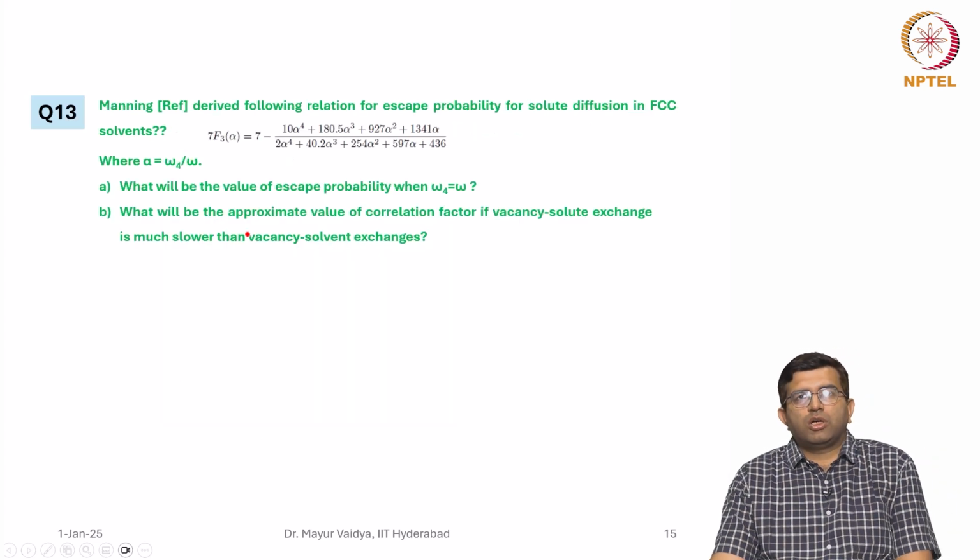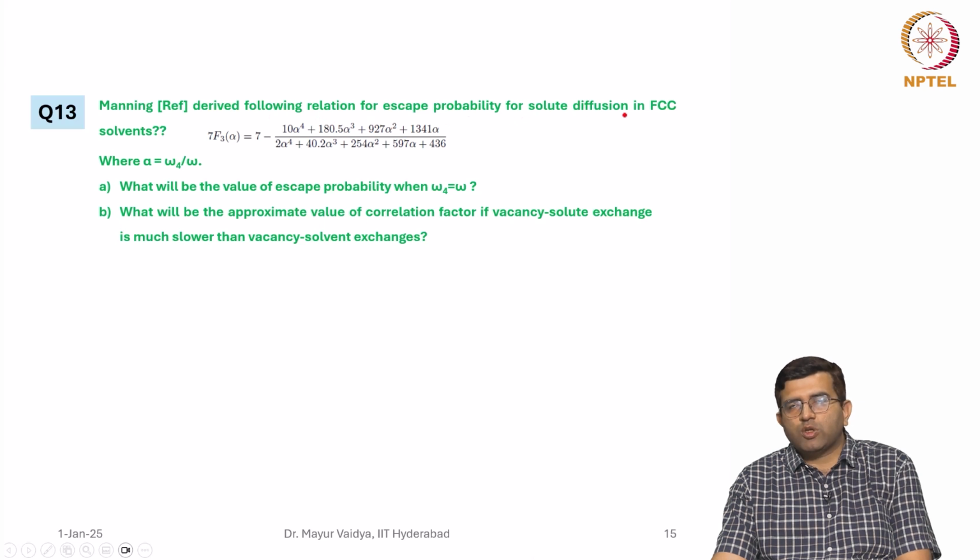Now, coming to question number 13, by Manning it was shown that the escape probability for solute diffusion is given by this expression. It is a function of alpha, where alpha is omega 4 by omega. Now, what will be the value of escape probability when omega 4 is equal to omega? And what will be the approximate value of correlation factor if vacancy solute exchange is much slower than the vacancy solvent exchanges?